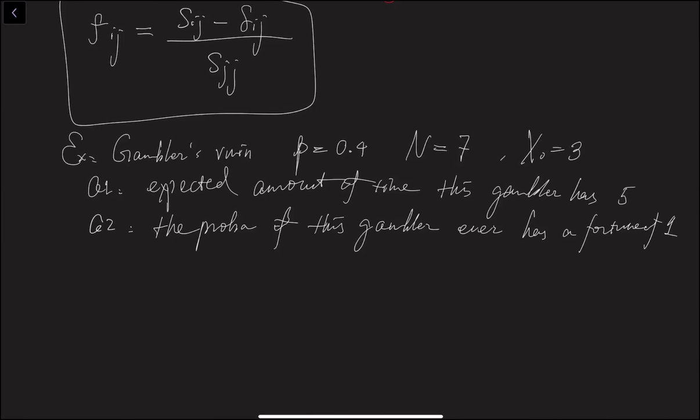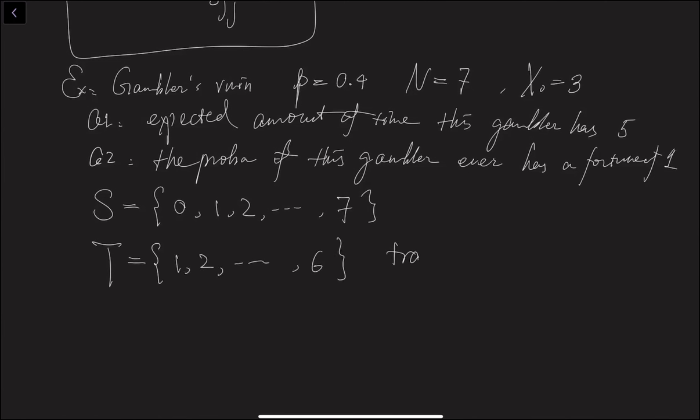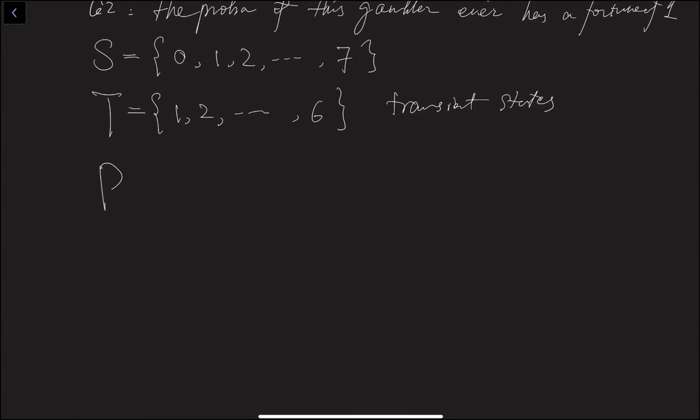All right, and the solution is pretty straightforward using what we've learned just now. First, let's write down the state space. The state space is 0, 1, 2, etc. up to 7. And the two end states are recurrent, they are absorbing states. And the transient states are 1, 2, up to 6.